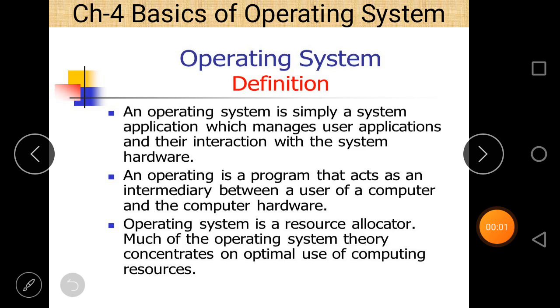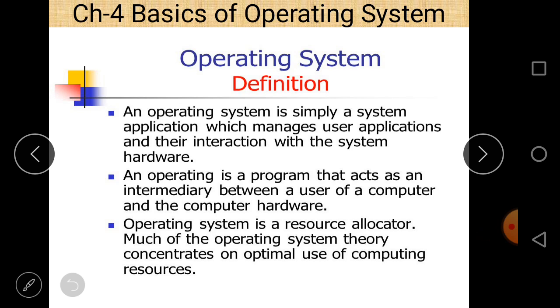Good morning, students. Today our topic is operating system, and in this lecture we are going to discuss the definition of an operating system, architecture of an operating system, and different types of an operating system. So this is chapter 4, basics of operating system of unit 1.